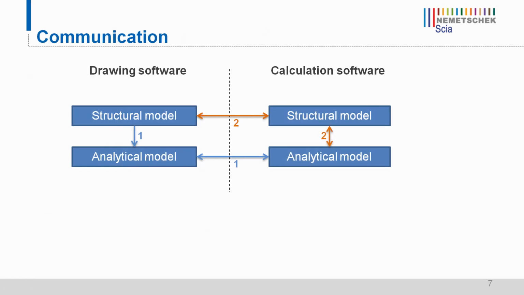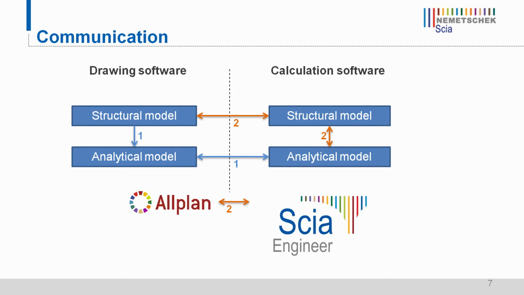Now to exchange these models, we will start with the fact that Scia Engineer supports both the structural and analytical model. This means that there are two types of exchanges possible between the calculation software, Scia Engineer, and BIM CAD packages. The exchange between Scia Engineer and Allplan is based on the structural model, so path 2. The exchange between Scia Engineer and Revit or Tekla is technically possible based on the structural model, but also based on the analytical model. So this means that there are actually two types of exchange possible.